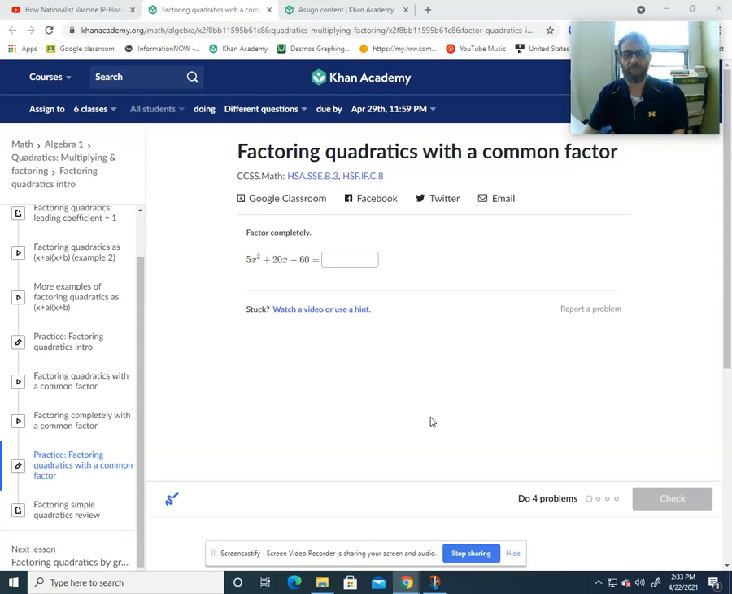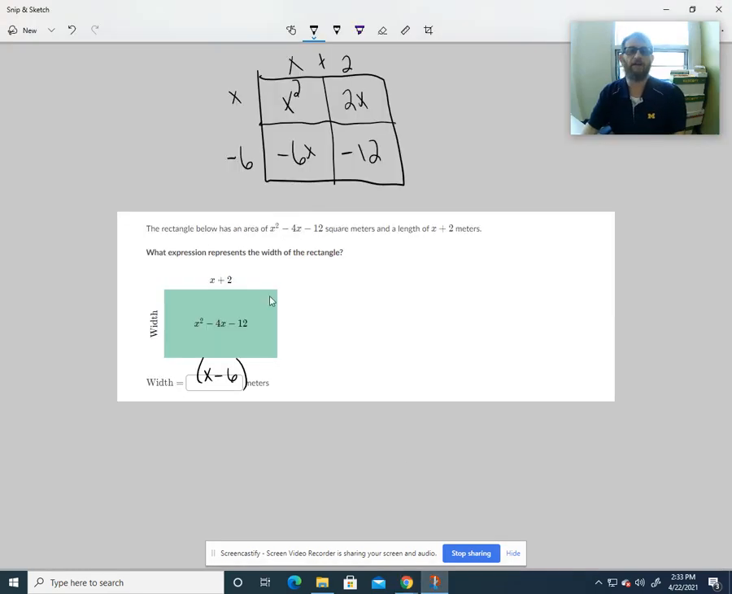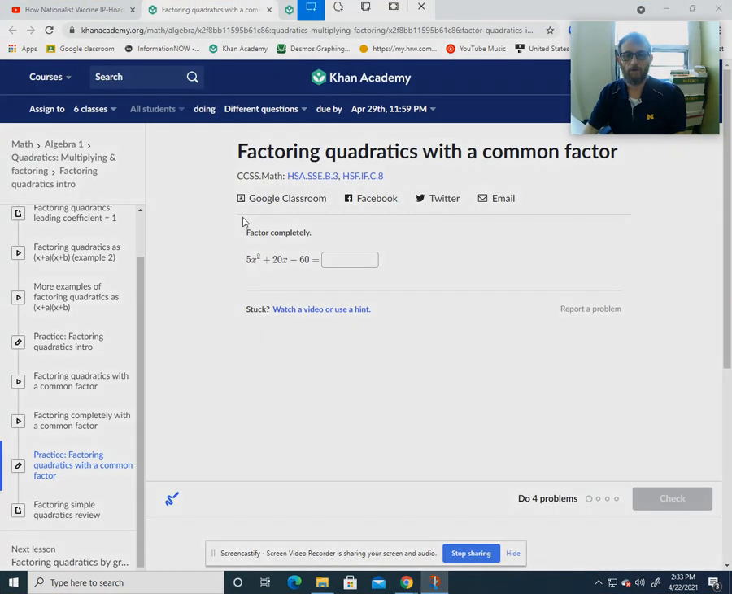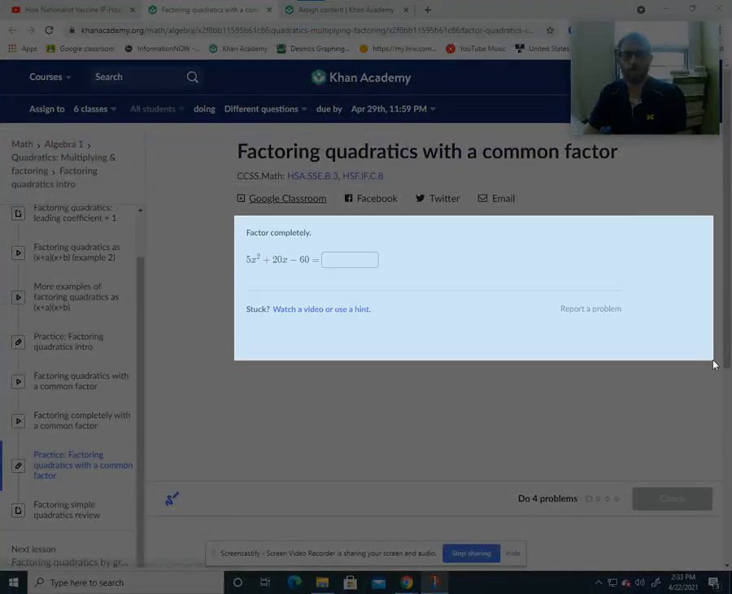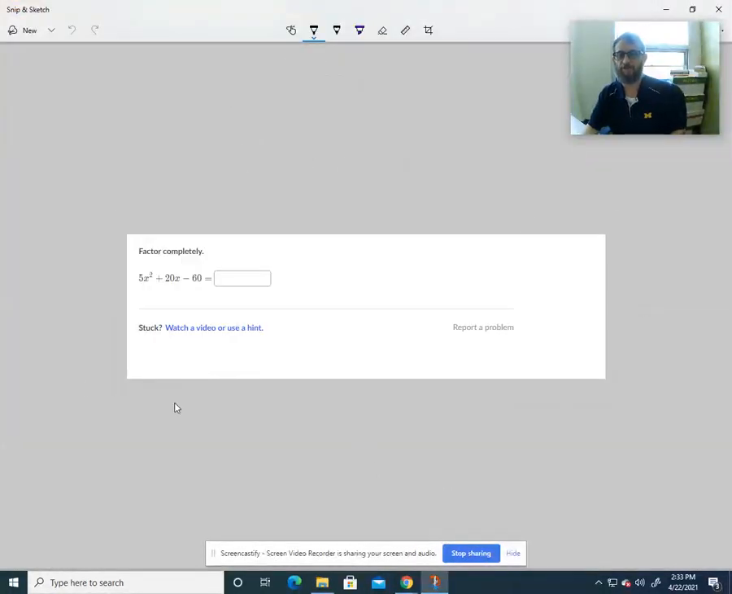Okay, guys, more factoring, and they stepped it up just a notch on us. So what we're going to do this time is called factoring quadratics with a common factor. The first thing that we notice here is all three of these numbers are divisible by 5. So we start with 5x squared plus 20x minus 60, and the first thing that has to happen is we have to remove the common factor of 5.